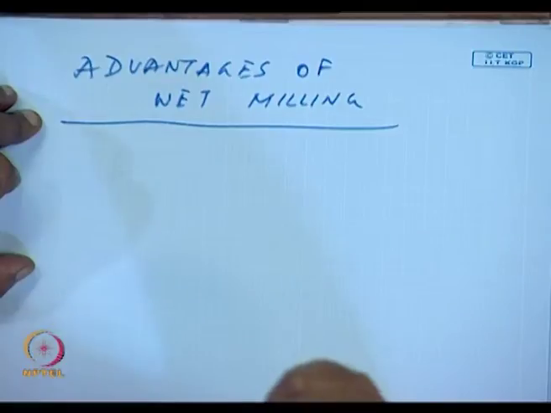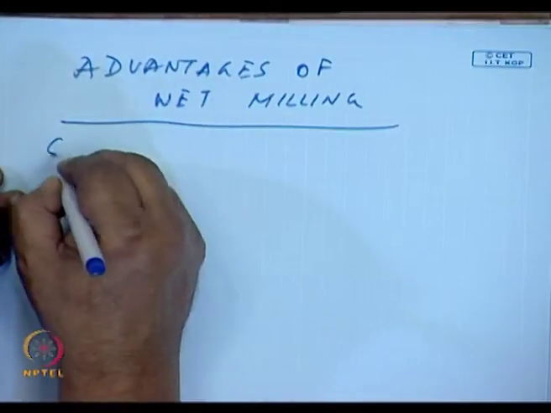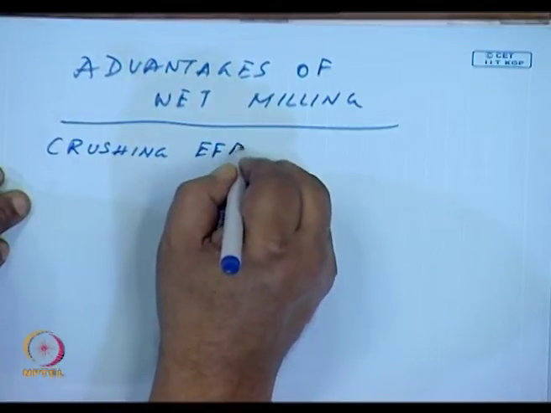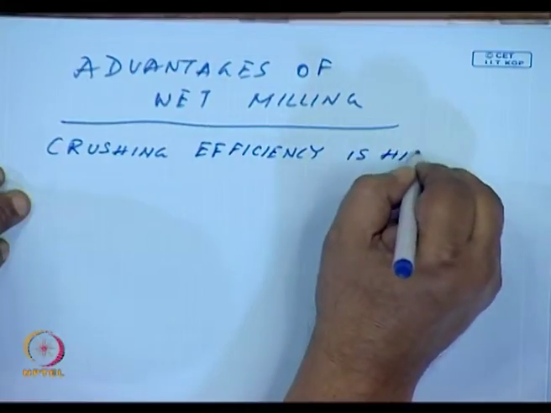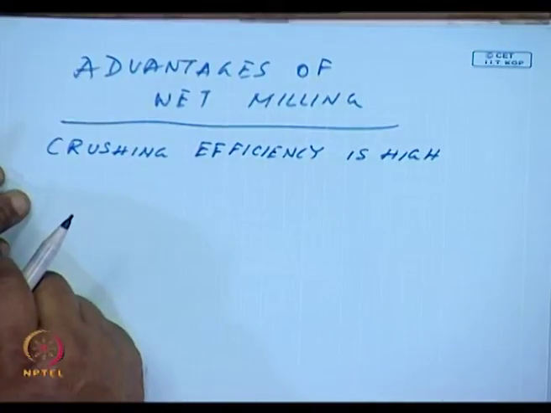First of all, because I have got a slurry, as the balls are rubbing against each other and the ceramic powders are fracturing, the liquid is removing the powders away from the crushing area. So crushing efficiency is high. This is one major advantage.